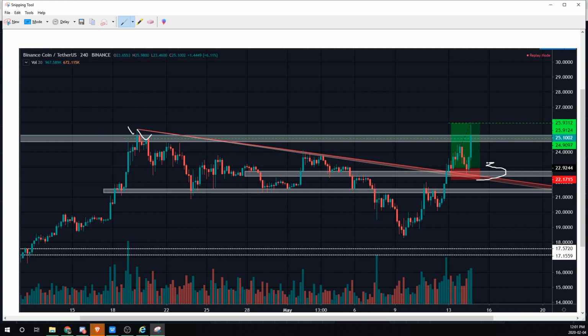I did not move my stop loss to break even because I wanted to give the price room to breathe, and that's exactly what happened. We tested this initially. We tested this one more time, double confirmation of a level of support, and then we blasted off, hitting take profits very, very quickly soon after.